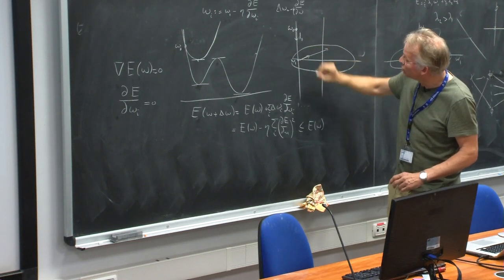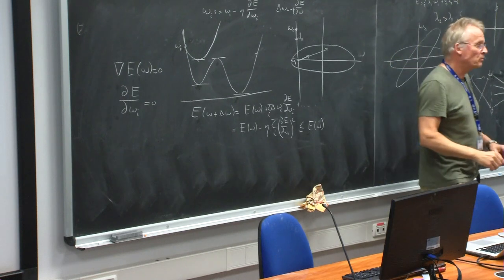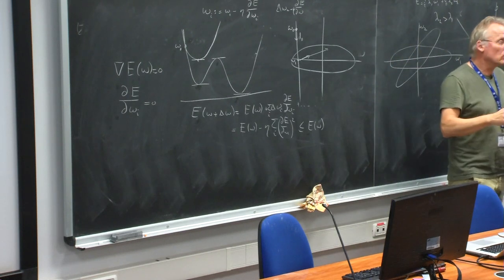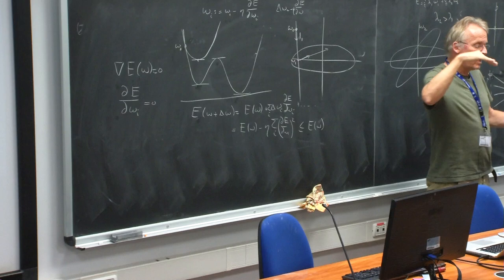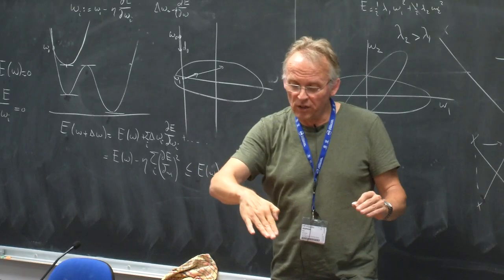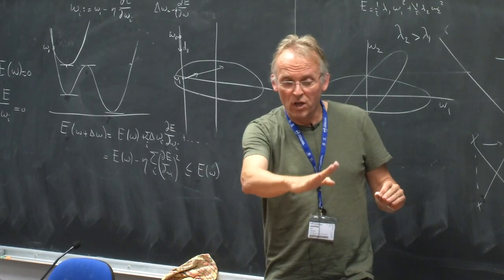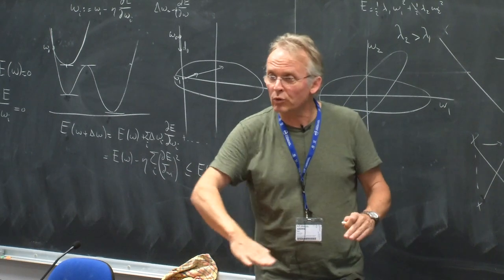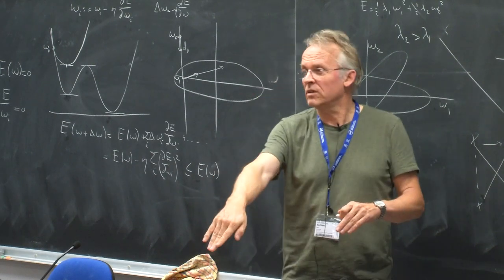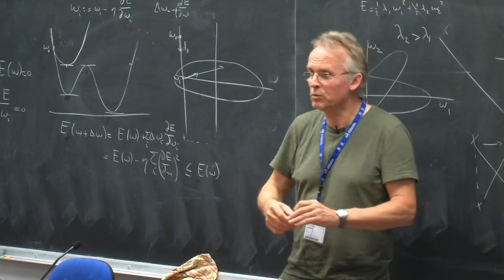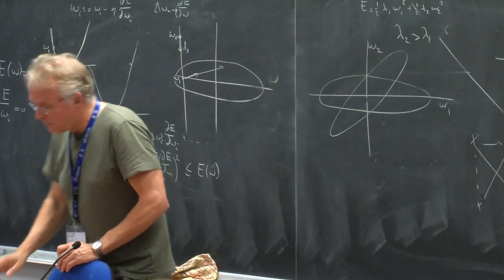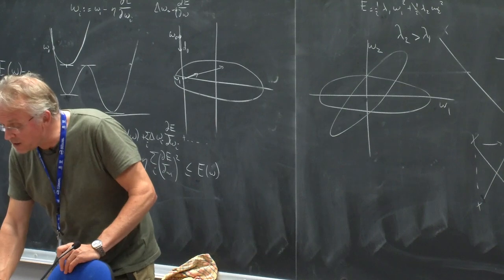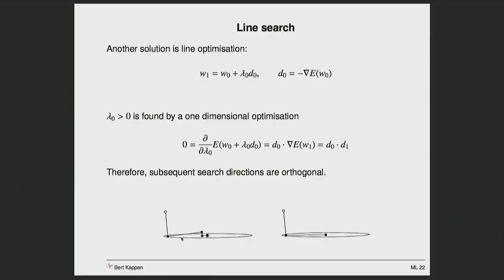So the gradient is orthogonal to that. It's like walking in the mountains. If you go down some valley in a direction and then suddenly you go up, if you stop at the lowest point, the gradient at that point is orthogonal to your path. Right? It's a profound wisdom of mountaineering. So the lesson is that you make orthogonal steps, and that's bad.